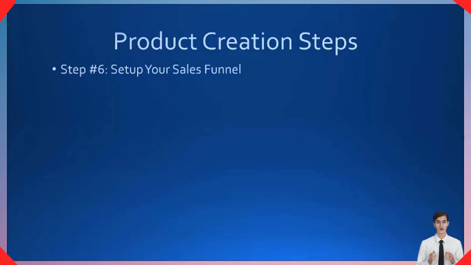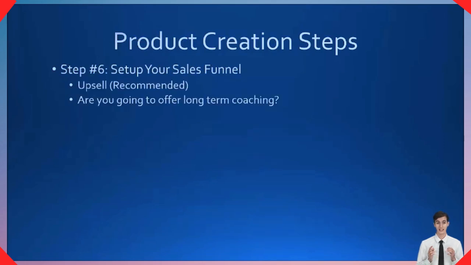Step number 6 is to set up your sales funnel. An upsell is recommended, because with an upsell, you're going to generate most of your revenue. A lot of times, if you just have a front end offer, you're going to make some sales on the front end, obviously. But if you don't have another secondary offer, like an offer that's bigger, or additional coaching or help or training or Q&A webinars or different ways to help them, then you're missing out because you're leaving a lot of money on the table for you and your affiliates.